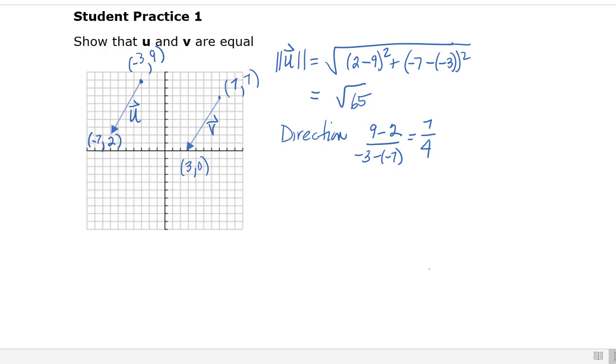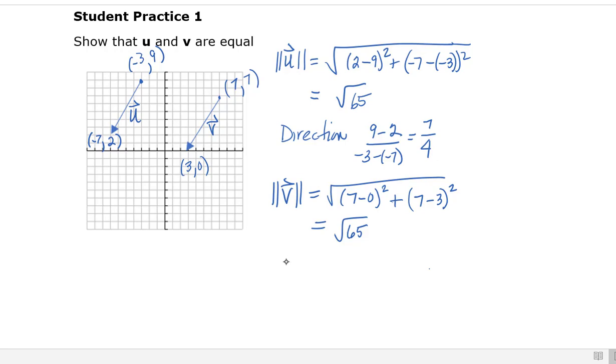And now let's look at vector v. When we evaluate the distance formula to find the magnitude of vector v, we get the same thing as the magnitude for vector u, which is the square root of 65. For the direction, we find the slope between the 2 points. So we get 7 minus 0 over 7 minus 3, so our direction is going to be 7/4. So these two vectors are considered equal.